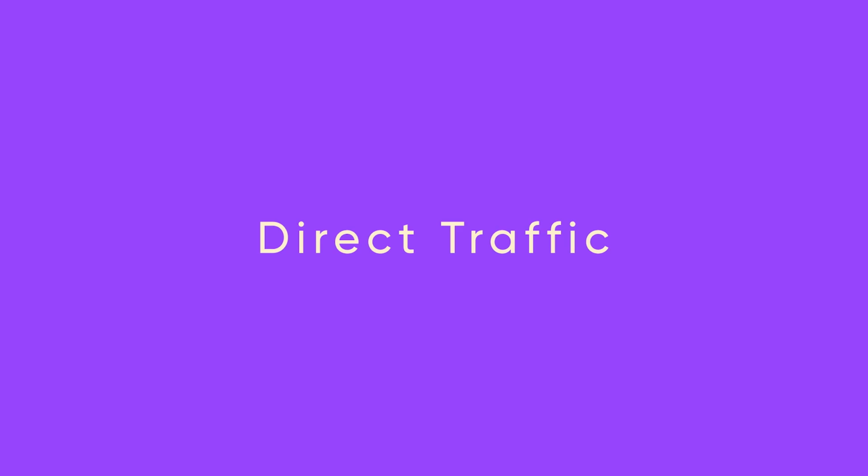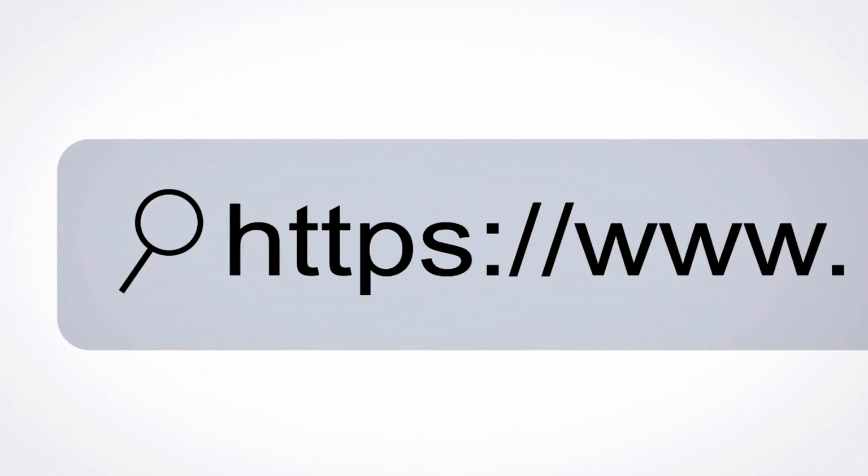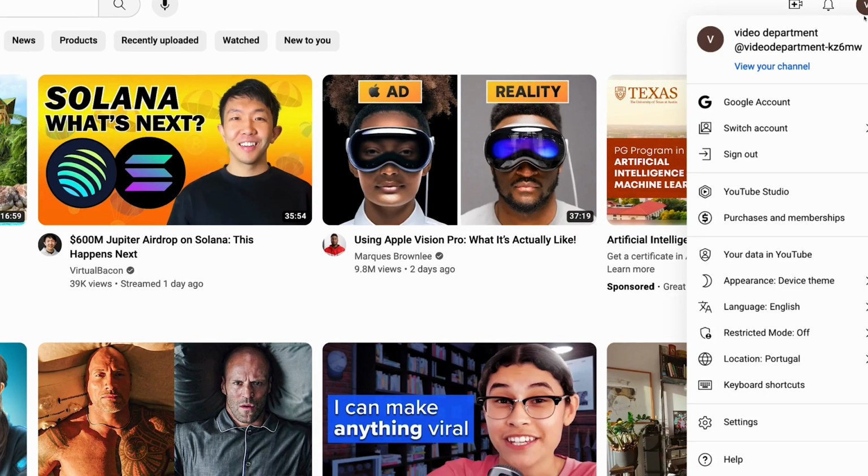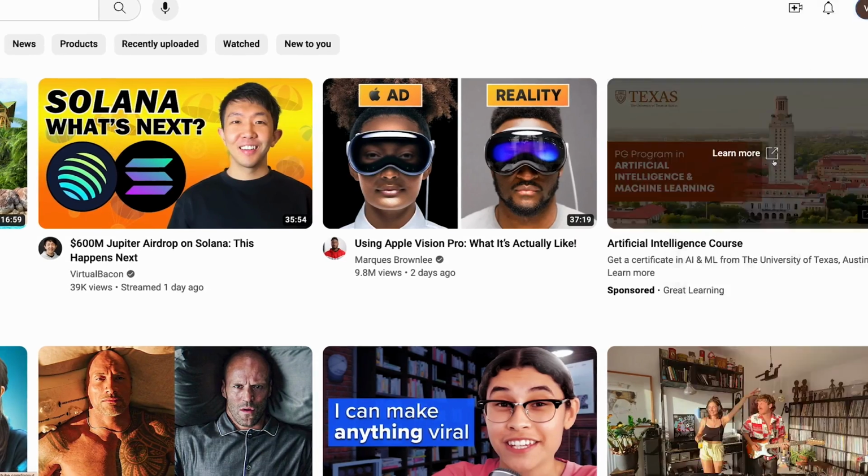Direct or unknown traffic is pretty much what it sounds like. Direct traffic is gained through a direct URL entry, like if someone copy and pasted a video link into their browser. Unknown could also come from signed out users watching videos on YouTube. Bookmarks, unidentified apps, and cookieless traffic also fall under this category.